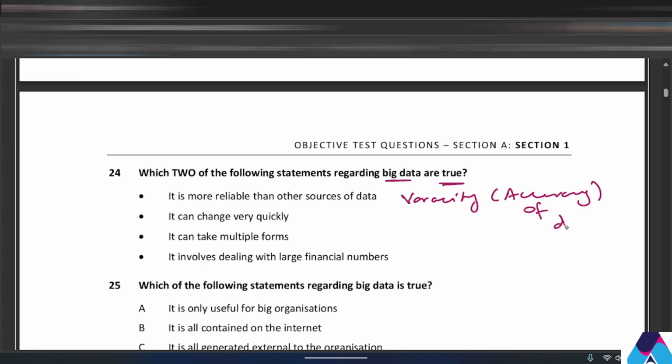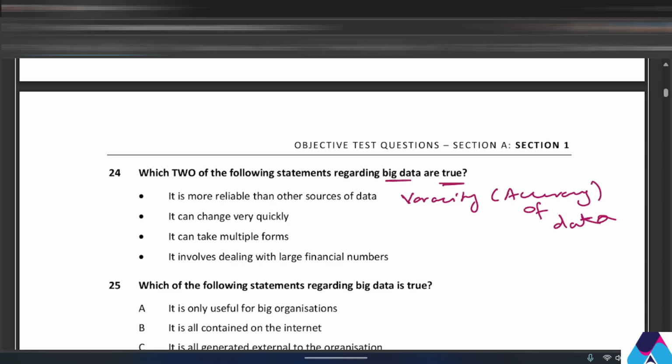And do you know that veracity is a very big challenge in big data, because big data means that you're getting data from all different sources, right? So if you're getting all different kinds of data from all different kinds of sources, do you think that it's going to be reliable? Obviously not. You have to dig down and find the relevant information.